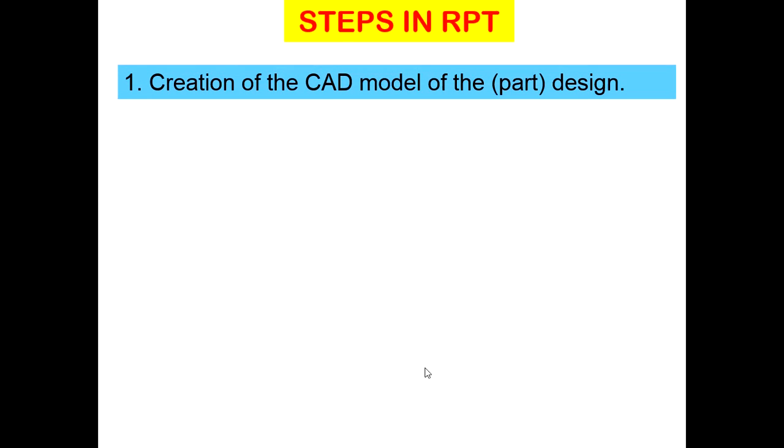Now let's see some of the important steps in rapid prototyping. We can see how this rapid prototyping component can be manufactured. A CAD model is constructed, and we may use any software for construction of this CAD model. Nowadays we have a variety of software available for construction of this 3D CAD model.